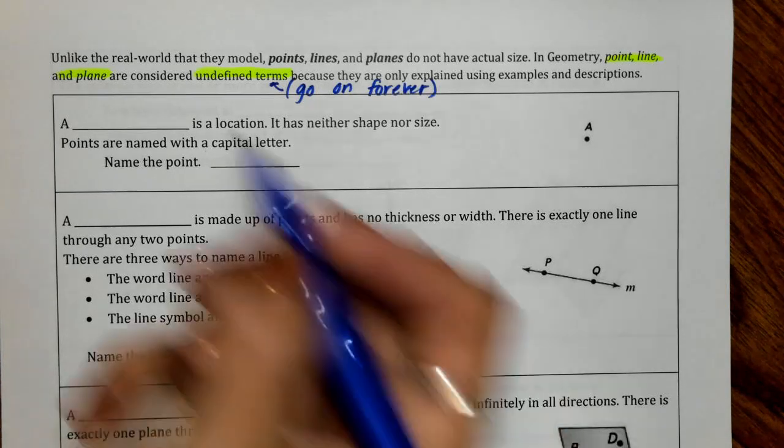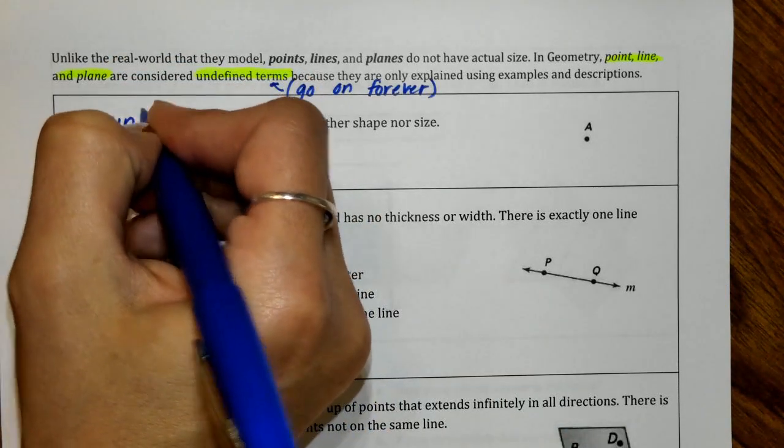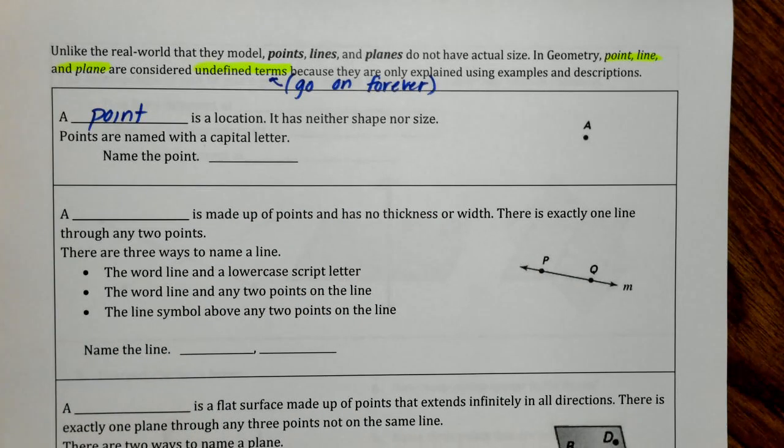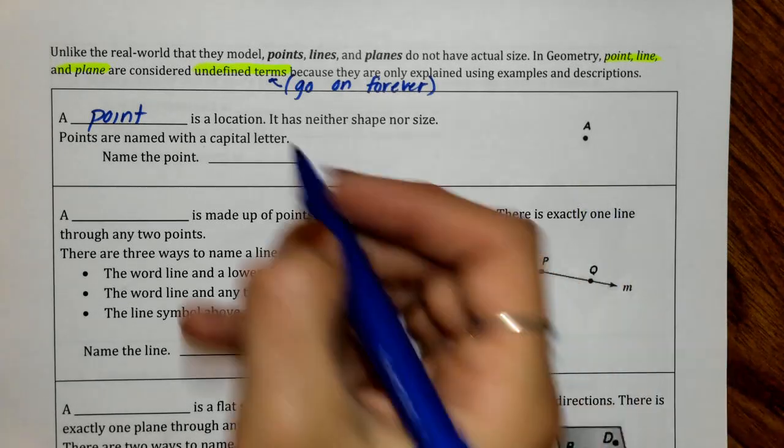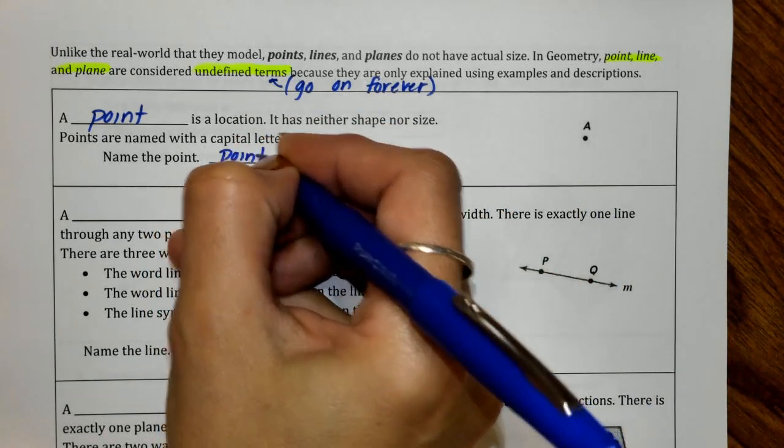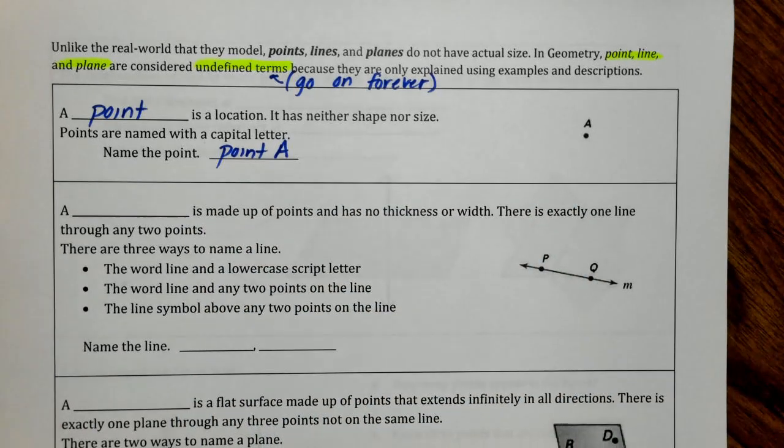The first thing we'll talk about is a point. It is a location, a precise location in space. It has no shape, it has no size. Points are going to be named with a capital letter, and it's a capital letter sitting by it. So this example over here, we'd call this point A, or we could just say A.